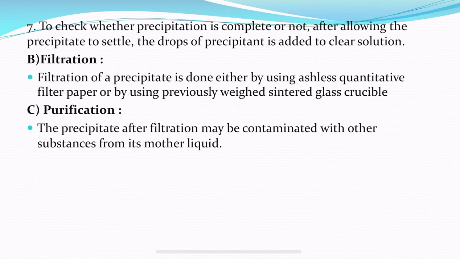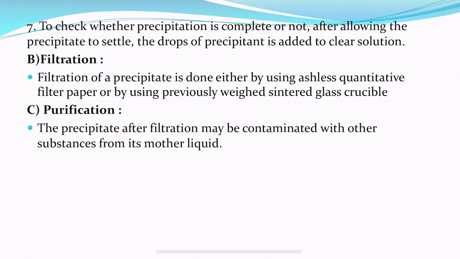But what happens when barium chloride and sulphuric acid react with each other, and the product obtained is barium sulphate. So the mother liquid may introduce contaminating impurities into the precipitate. That is why the precipitate after filtration may be contaminated with other substances from its mother liquid.